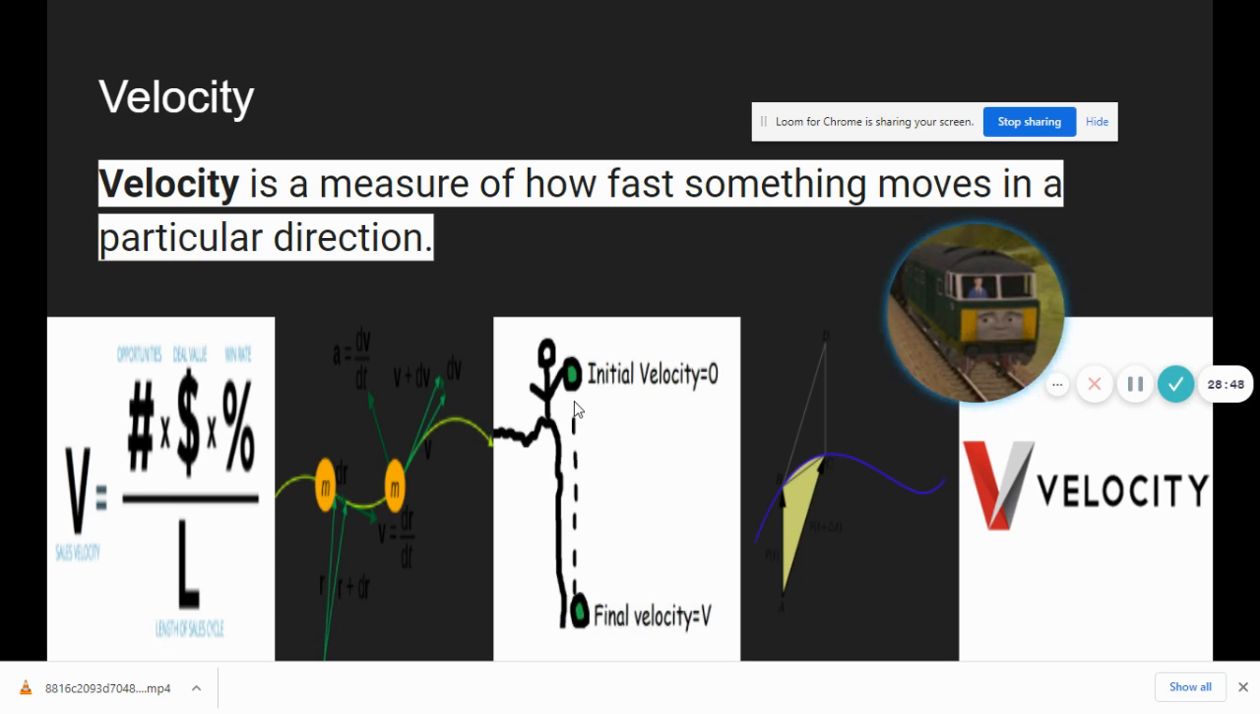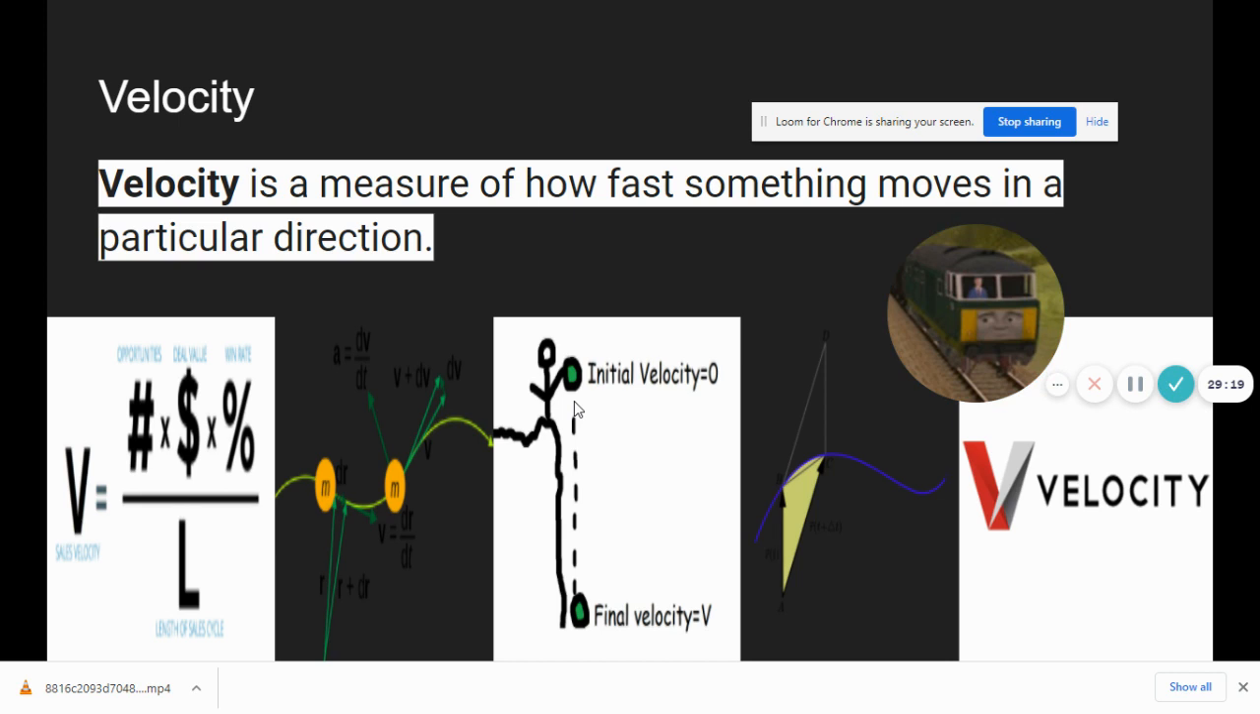The initial velocity is zero, and the final velocity is v, so v is the final velocity. For example, the dashed lines are going up or down, and how tall a person is, how long their legs are, can be like the final velocity or the initial velocity.